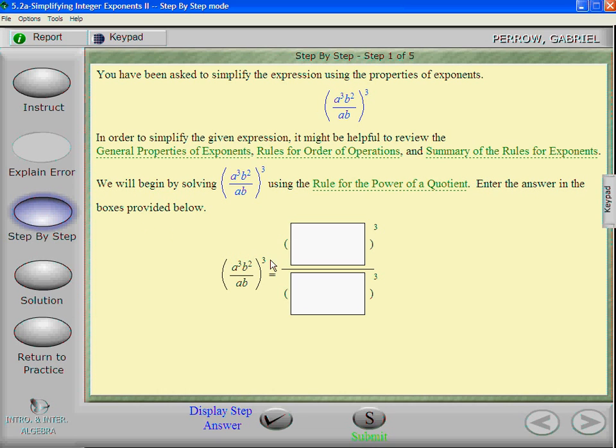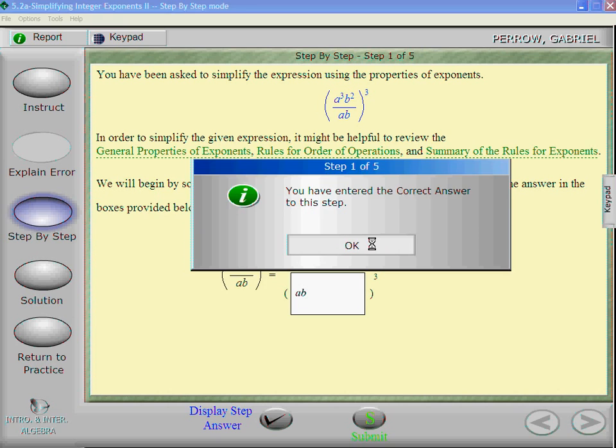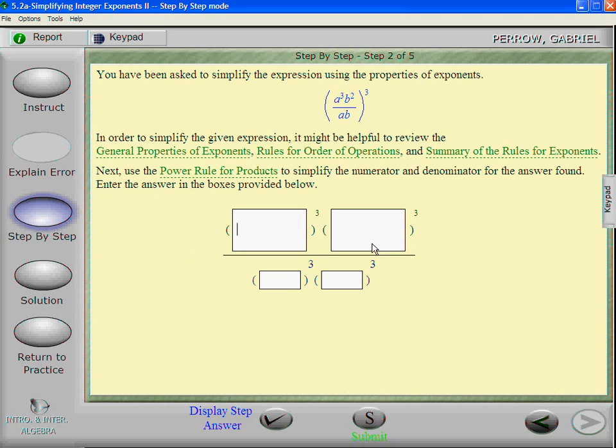They're saying if you have the top a cubed b squared, then a cubed followed by b squared is going to be cubed on the top, and then ab on the bottom is going to be cubed as well. Okay, that's the answer to that step.